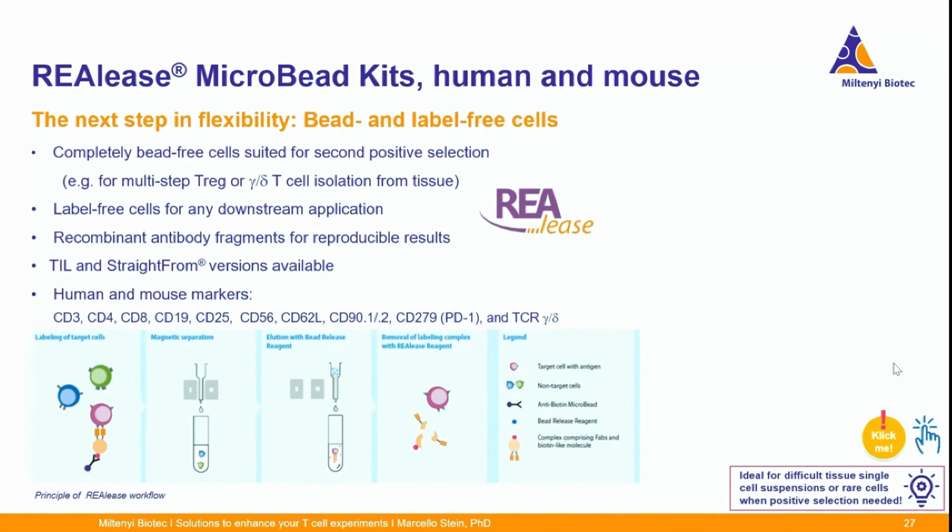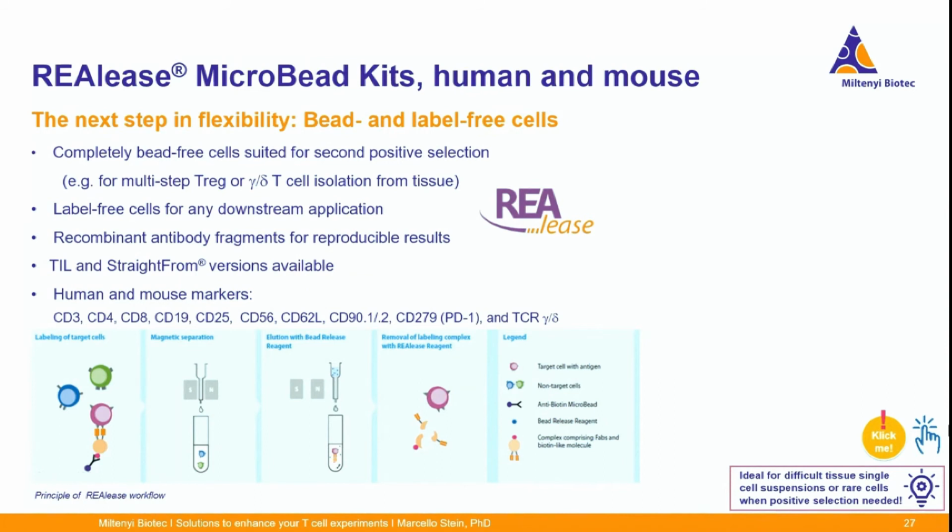Our next T cell separation highlights are the REAlease MicroBead Kits. This revolutionary microbead technology allows to positively select cells, but then remove the microbead and the antibody labeling to get completely label-free cells. REAlease MicroBead Kits are available for human and mouse T cell and non-T cell subtypes, including markers such as CD3, CD4, CD8, CD19, CD25, CD56, CD62L, CD90.1 and 2, CD279, also called PD1, and TCR gamma delta.